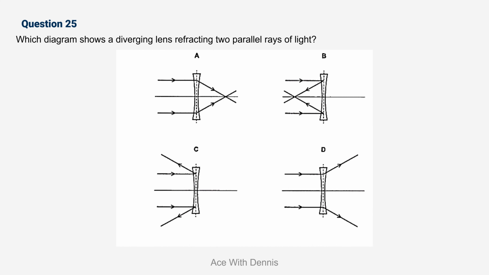Question 25. Which diagram shows a diverging lens refracting two parallel rays of light? So here are the options. So the answer will be D. And this is the focal point of the diverging lens. Remember that a diverging lens will diverge the rays that pass through it. So the answer will be D.